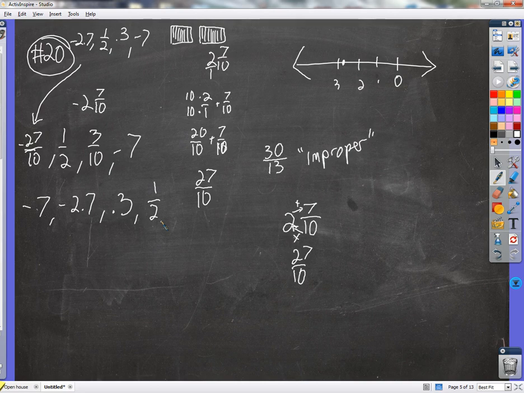What I want in the end is for you to write it in the way that it started, not changing decimals to fractions or vice versa. And however you choose to compare the numbers, if it works, you can do that.